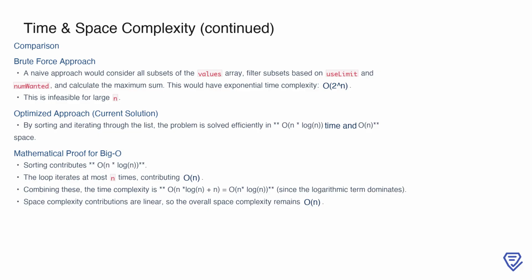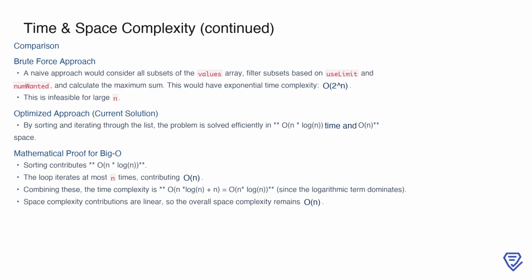To mathematically verify the time complexity, we note that sorting contributes O(n * log n), and the loop adds O(n). Since O(n * log n) dominates O(n), the overall time complexity simplifies to O(n * log n).